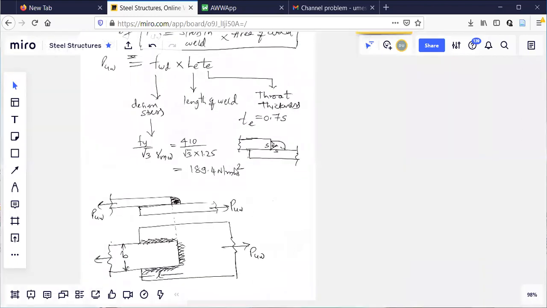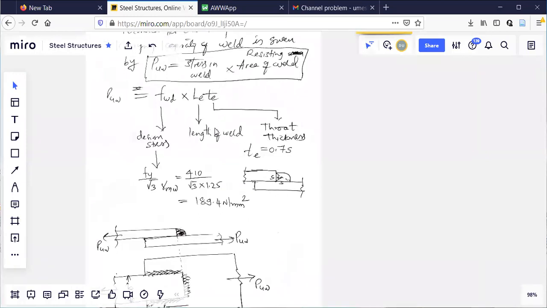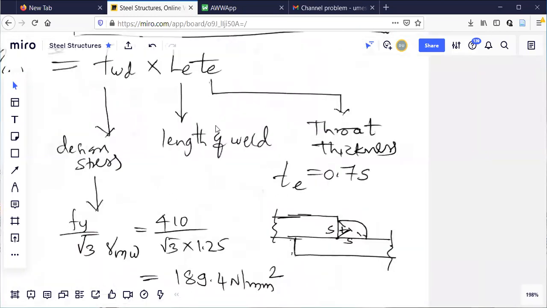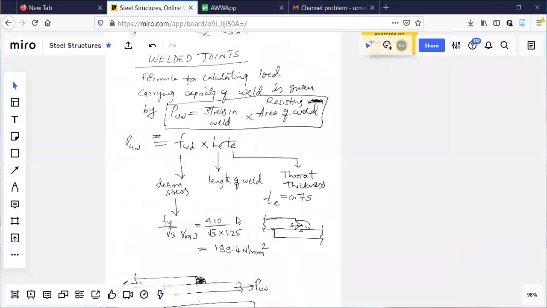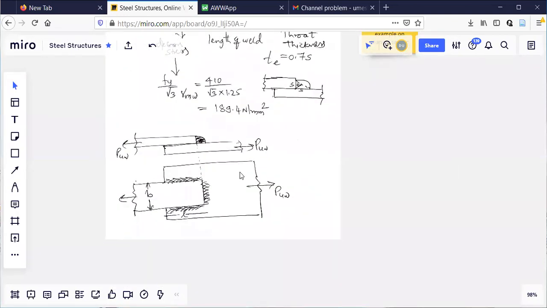So here itself we can write it. If you want the formula, you can replace this with 0.7 S, where S is the size of the weld. So this is the formula here. Let us try to solve one example.